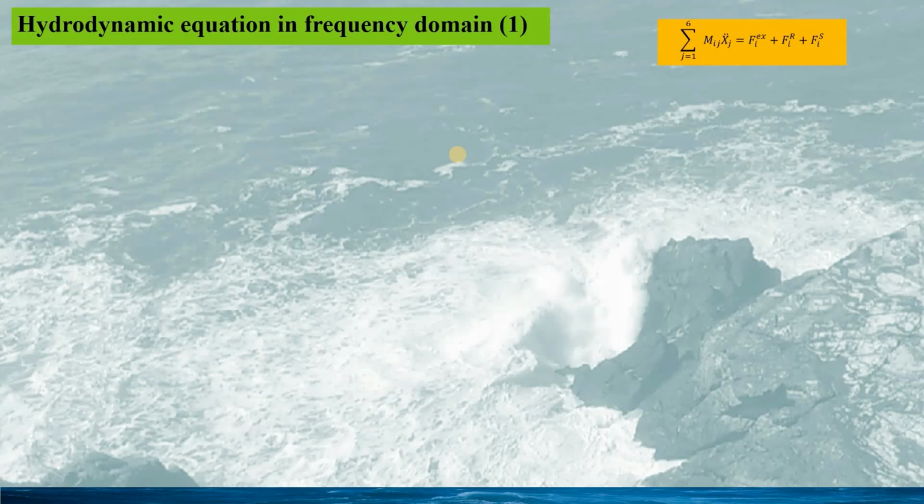In reality, the dynamic equation must be given in time domain, as shown here, as the equation for the rigid body. However, for the linear dynamic problem, frequency domain analysis would be simple and much faster.